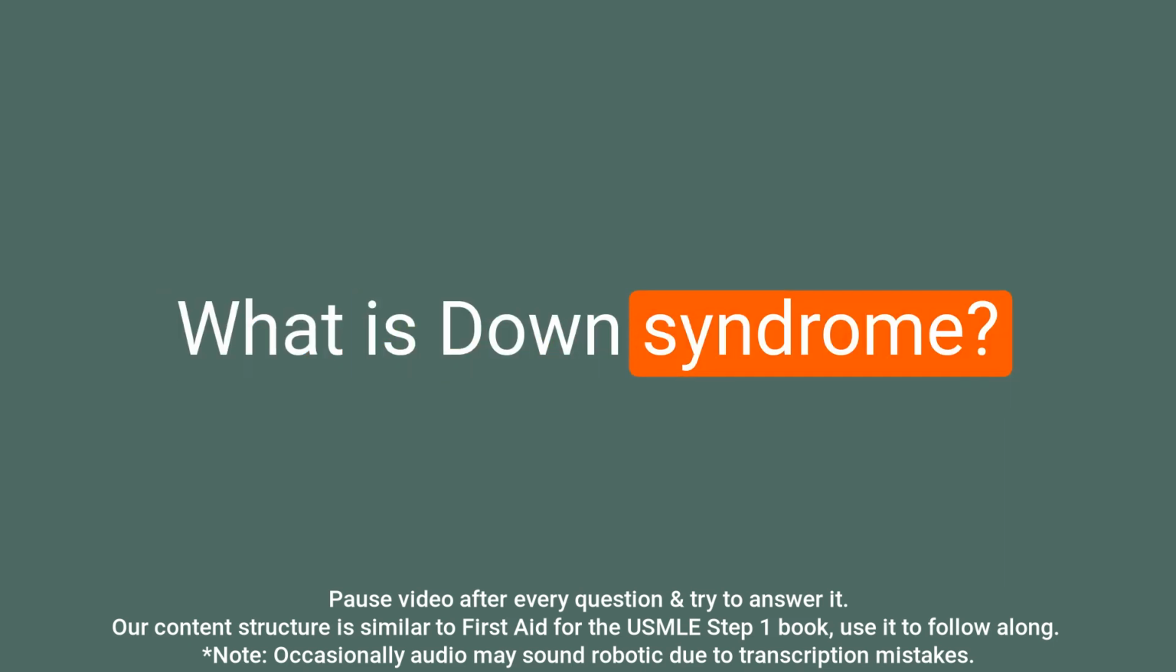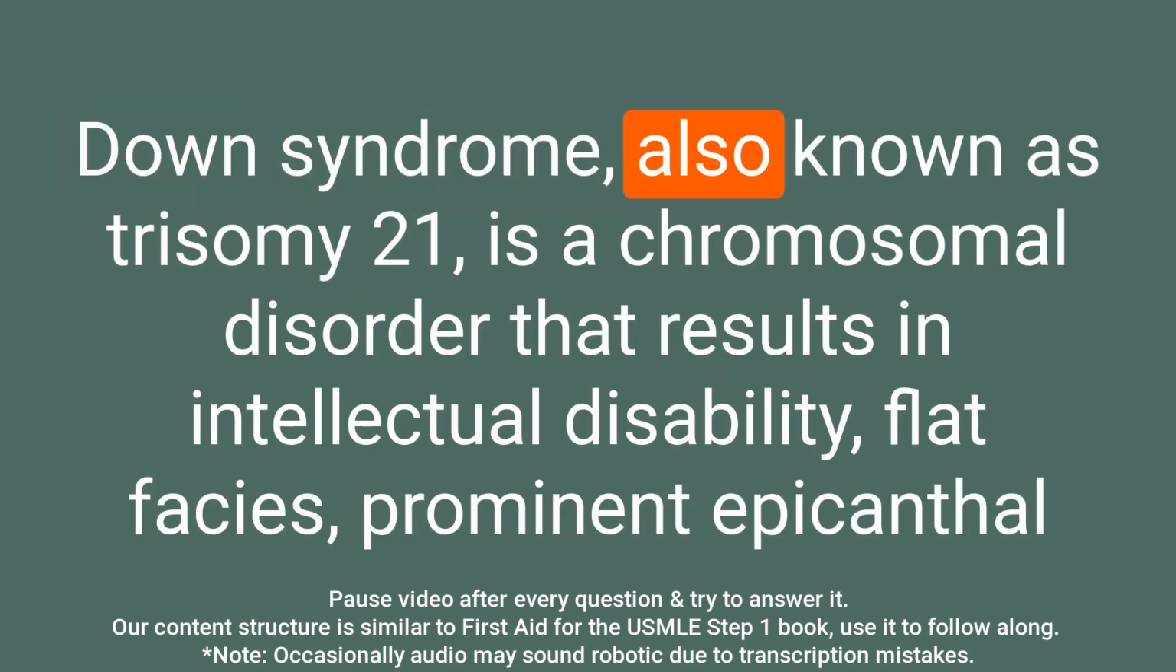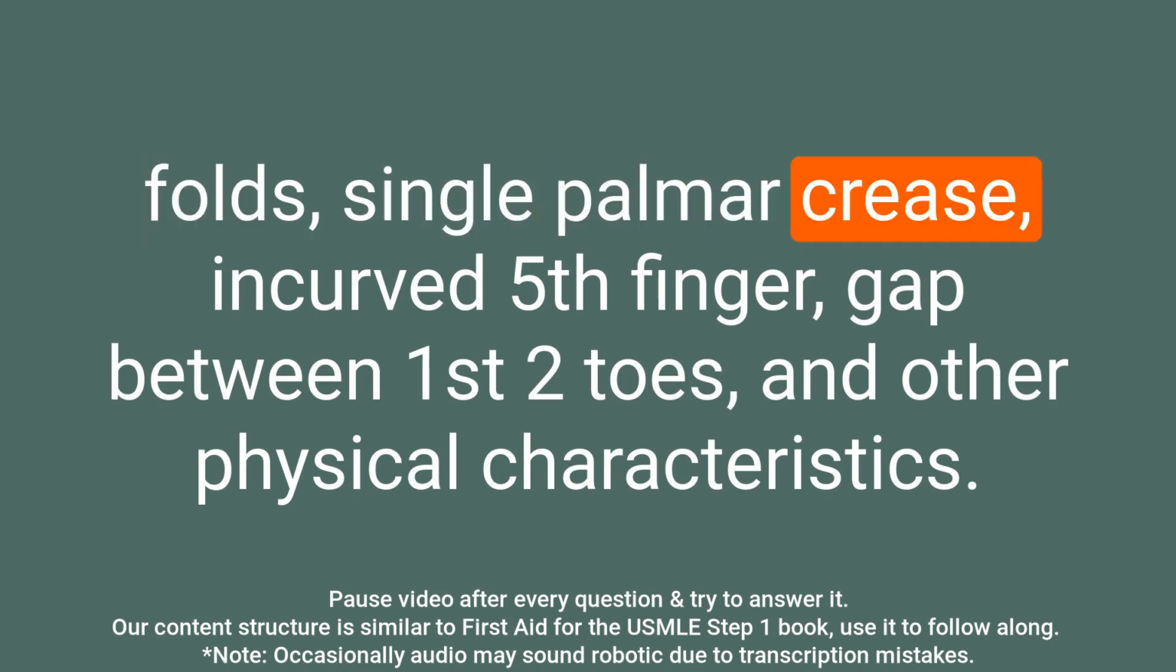Question: What is Down syndrome? Answer: Down syndrome, also known as trisomy 21, is a chromosomal disorder that results in intellectual disability, flat facies, prominent epicanthal folds, single palmar crease, incurved fifth finger, gap between first two toes, and other physical characteristics.